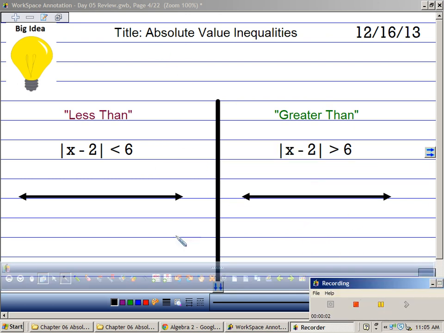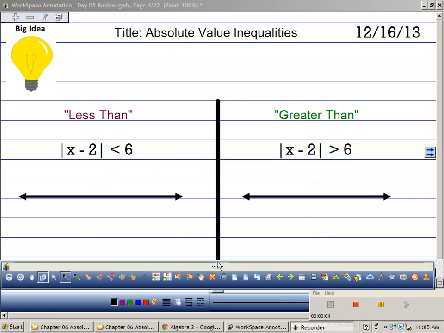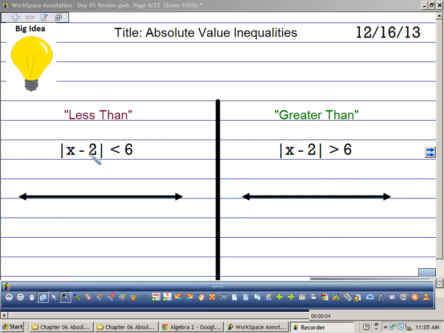Okay, so today we're reviewing absolute value for our test tomorrow. So, less than. Let's start with less than first. The absolute value of x minus 2 is less than 6.